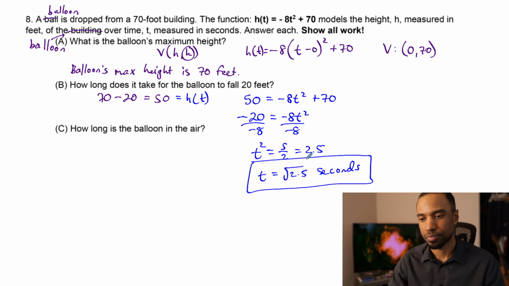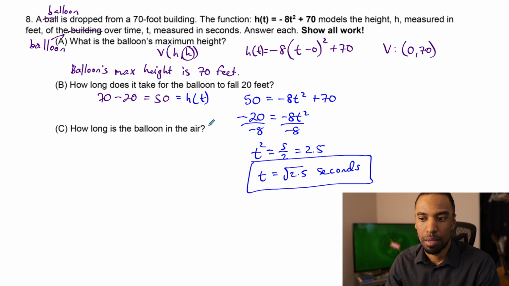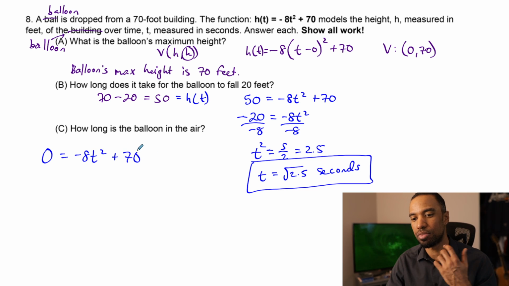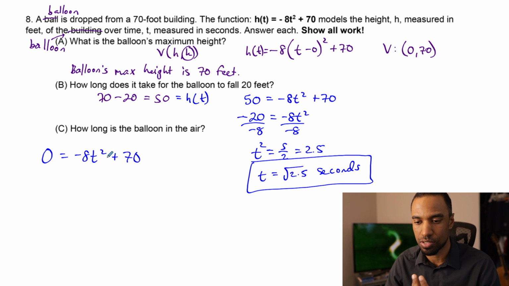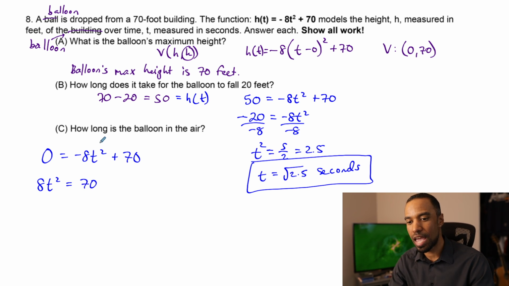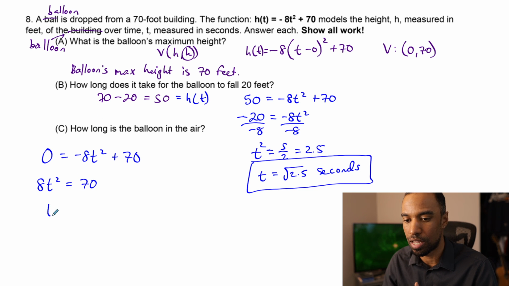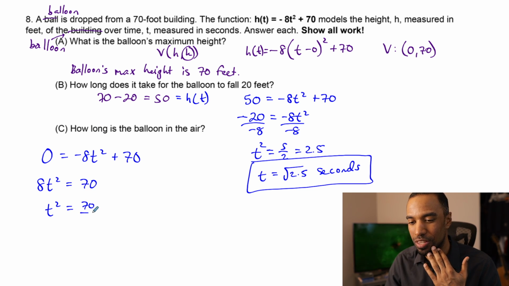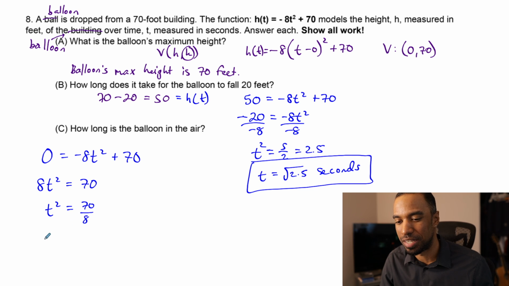How long is the balloon in the air? That means how long does it take for the balloon to hit the ground? How long does it take for the height to be 0? Same kind of thing with the equation: 0 equals -8t squared plus 70. I'm speaking about this as if I'm speaking to my students. I'm going to add 8t squared this time. I like positive numbers. If you're another student in another class and you want to learn how to solve algebraically, I'm talking to my students on this one more, so I do apologize for that.